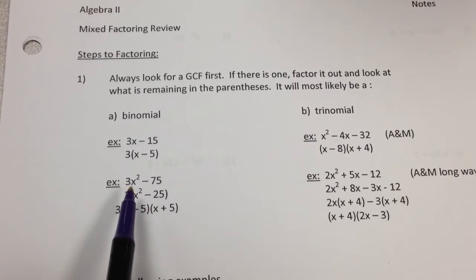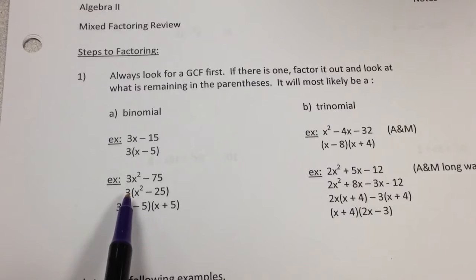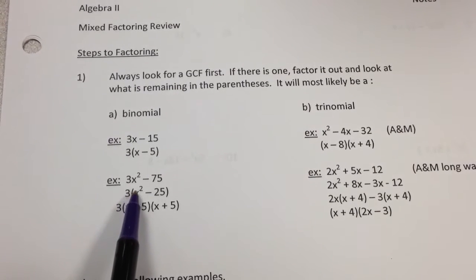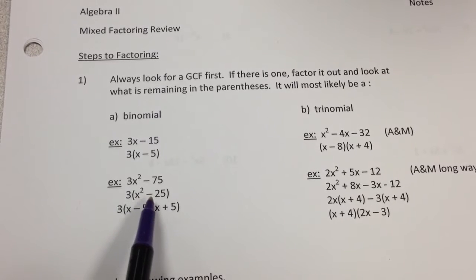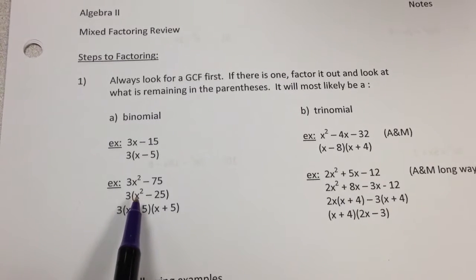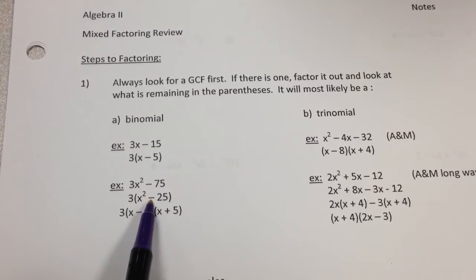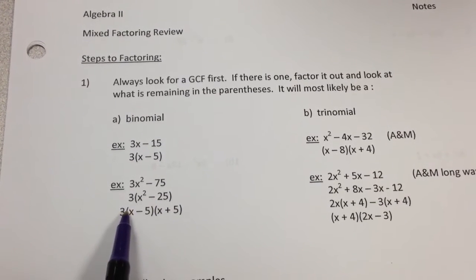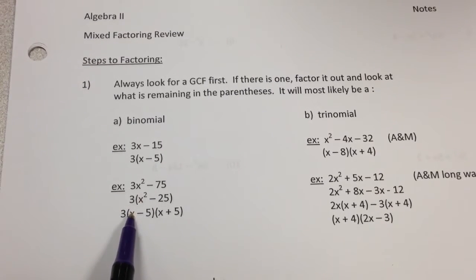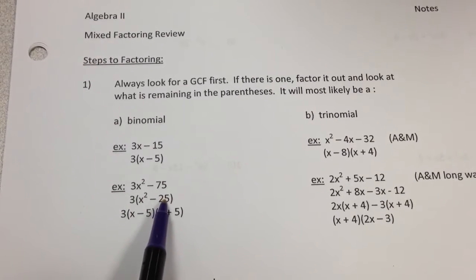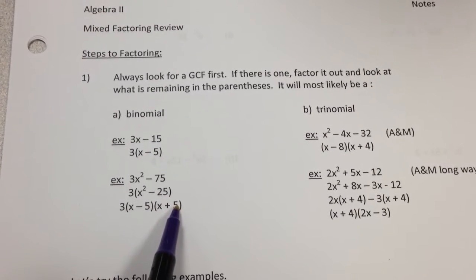Another example here, we have 3x squared minus 75. Both of those are divisible by 3, so we factor out a 3, leaving us the quantity of x squared minus 25. And remember, here we need to factor completely, and this is the difference of two squares. That's a perfect square, that's a perfect square, separated by a minus. So we can then do 3 times the square root of x squared, which gives us x for our first terms, and the square root of 25 is 5, so that goes in our last terms for each set.